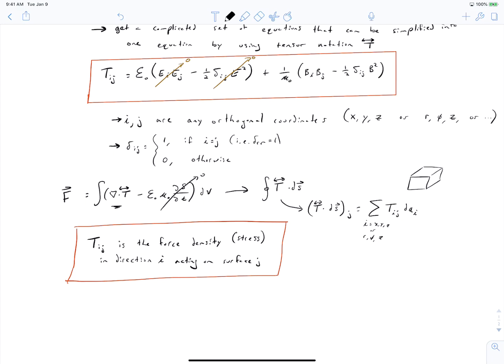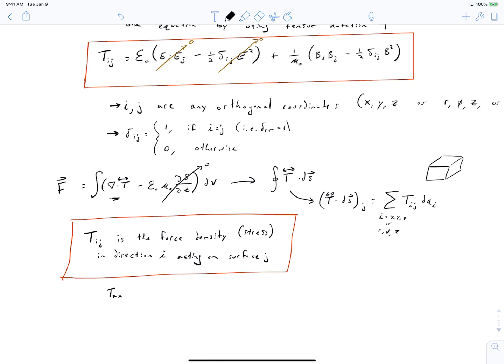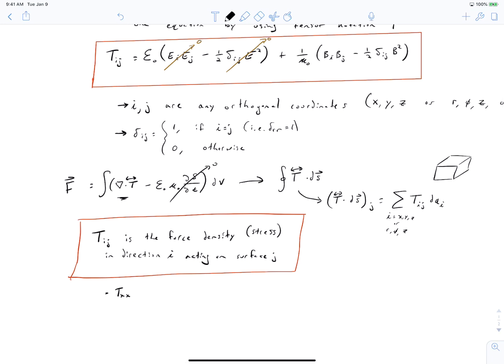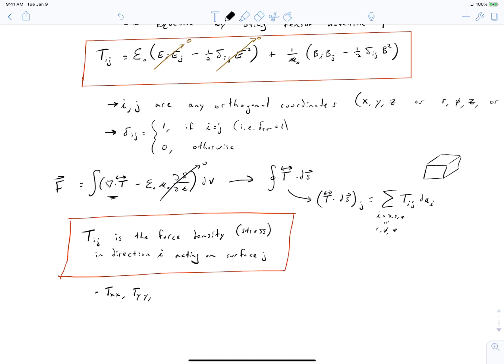And so because of this, we can say that if i equals j, so for example, Txx or Tyy or Tzz, these are pressures. That means that we have a force acting in the same direction as our surface, and that's just a normal force pressure. Whereas if i is not equal to j, if we're talking about xy, yz, and so on, these are shears. These are creating torques. These are shears on the surface.